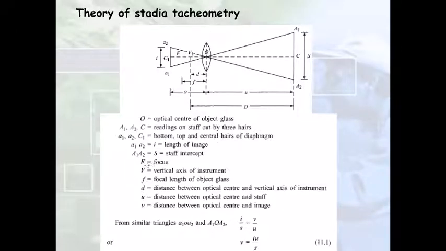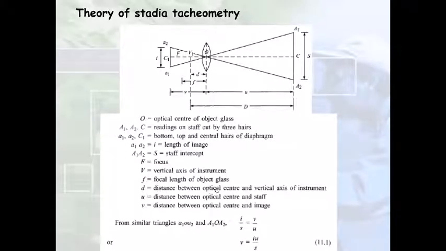And then we have F, which is the focus, V, the vertical axis of the instrument. So this is actually where the instrument is located, the center of the instrument, from where the distance needs to be calculated from the station point to where the leveling staff is. And F is the focal length of the object class. So something that you must have studied in, I think, physics course.